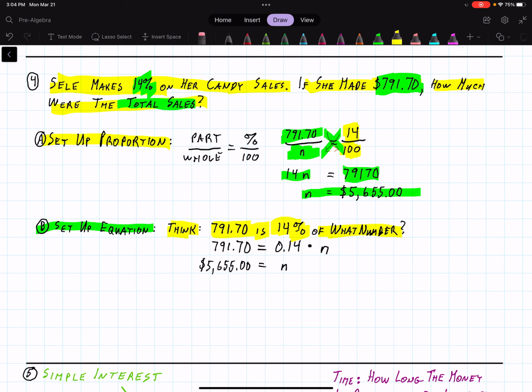If we go down here to the equation, we think to ourselves, 791.70 is 14% of what number? Because we know the 791.70 is the part, and the what number is the whole. Our "is" becomes our equal sign, our "of" becomes multiplication, and we bring down the 14% as 0.14, and the 791.70 comes straight down. Now we divide both sides by 0.14, and N is equal to 5,655. Once again, same answer in both problems.